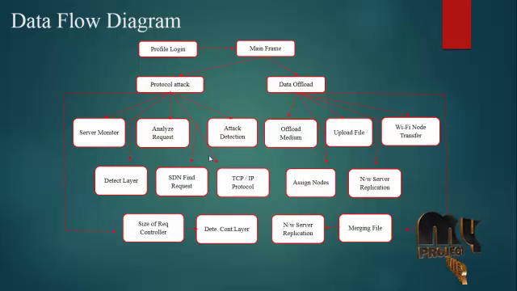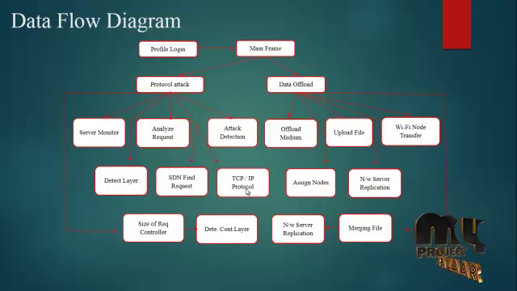The next one is analyzing the request. Next is attack detection: detect layer, SDN find request, TCP/IP protocol, size of request, controller, detecting control layer. These are the processes for analyzing a request: where the data is going to be processed, and which user shared the particular data. How is the data going to be attacked, and what are the levels of attack? How do we detect the problem of the layer? What requests are to be found in the SDN, software defined network? SDN means software defined networking. So the software defined networking finds a request to be analyzed.